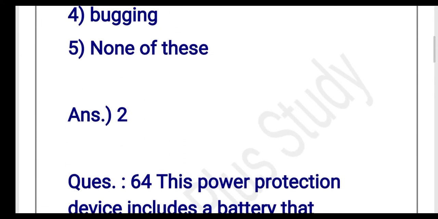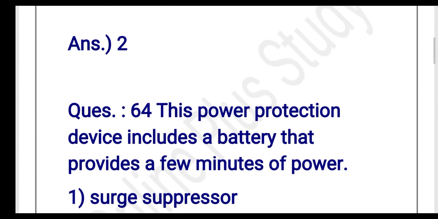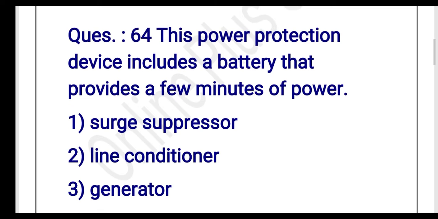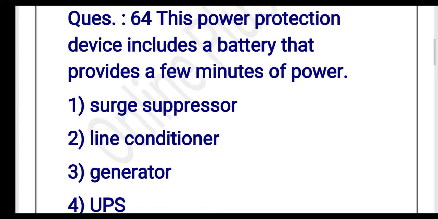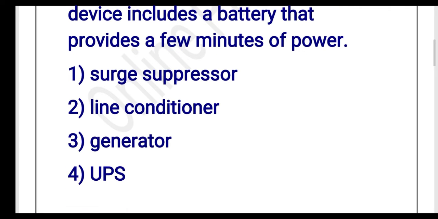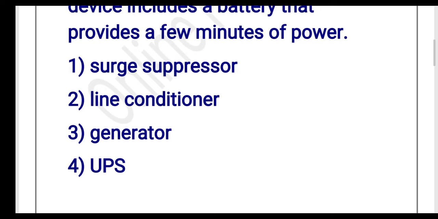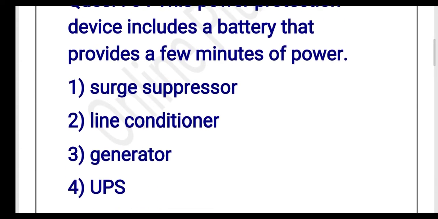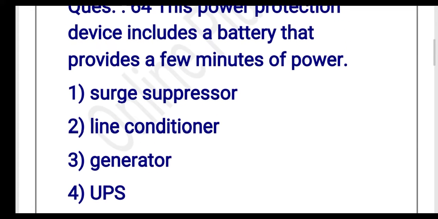Next question, question number 64: the power protection device includes a battery that provides a few minutes of power. Options are surge suppressor, line conditioner, generator, UPS and none of these. So what is its answer? Please comment. Its answer is option number 4, UPS.